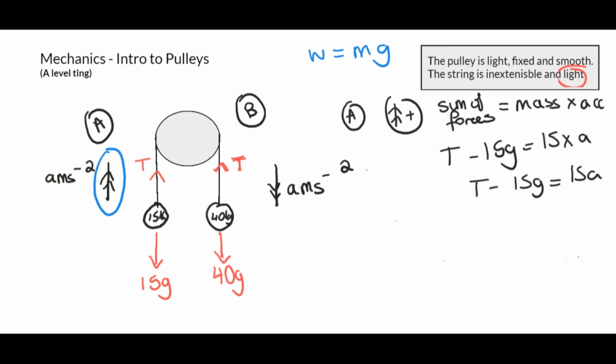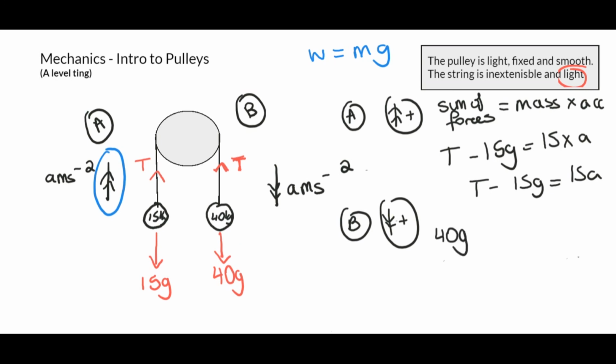So let me just write that down. Let's look at B now. Now B is a bit different. For B, we know down is positive, so I'm going to put down as positive for B. So which force on B is going down? Obviously 40G is going down, so that's going to become positive. So I'm going to put 40G, that's positive.